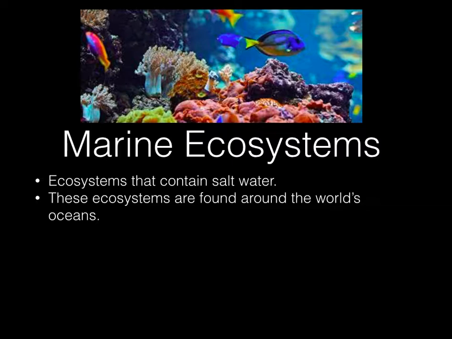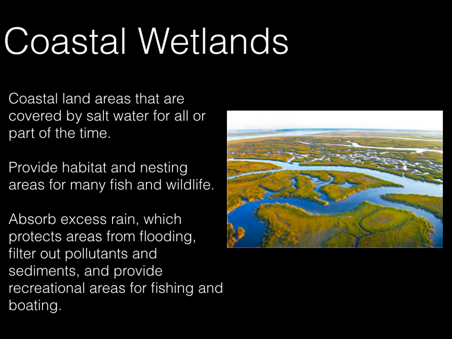Last time we talked about freshwater ecosystems. So the difference is saltwater. Marine ecosystems all contain saltwater, and these ecosystems are found around the world's oceans. So let's get started with coastal wetlands.